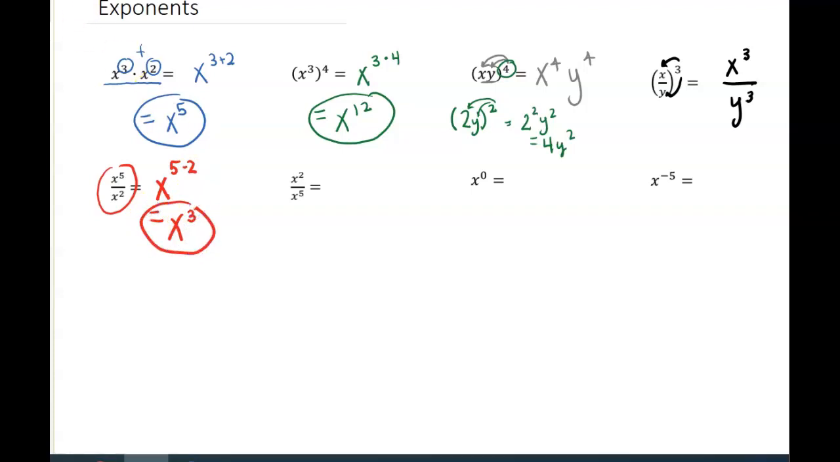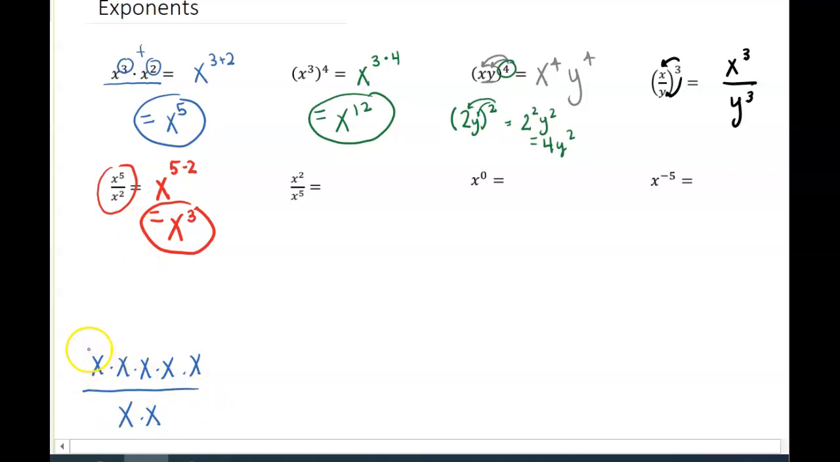Okay, if you forget that, think of what x to the 5th is. Well, x to the 5th is just x times x times x times x times x, right? And then x squared is x times x. So you would cancel these out, or you would subtract them, and you're just left with x to the 3rd. So if you forget that rule, you could always draw it out.